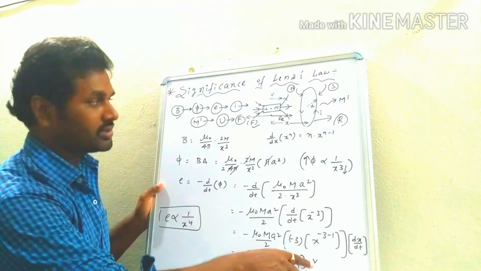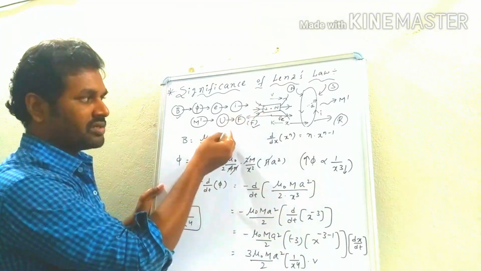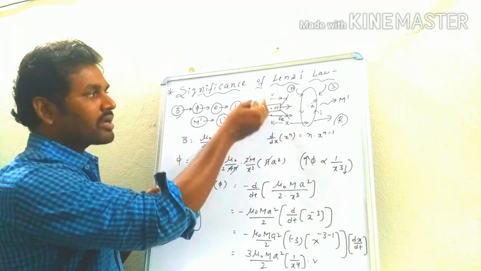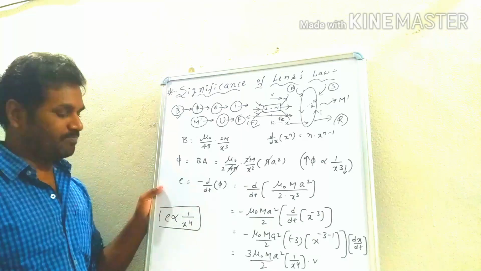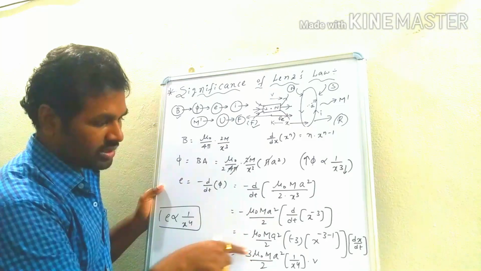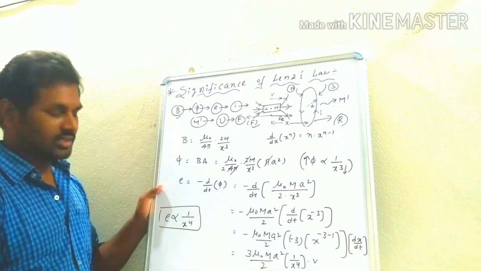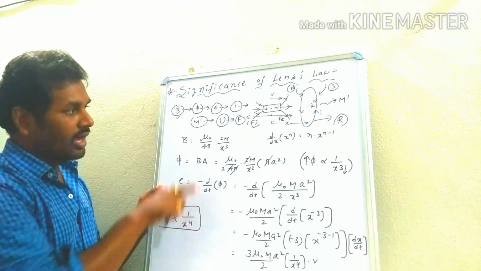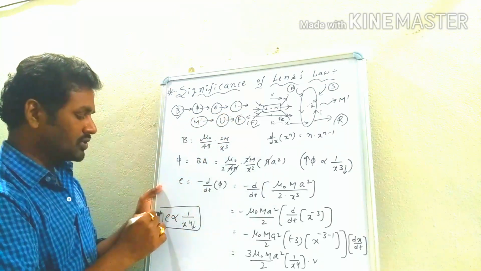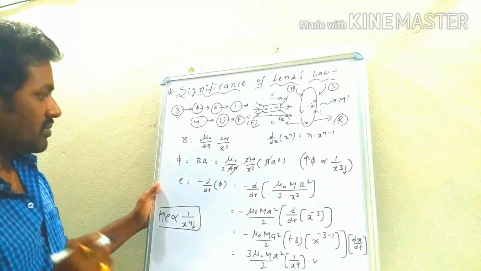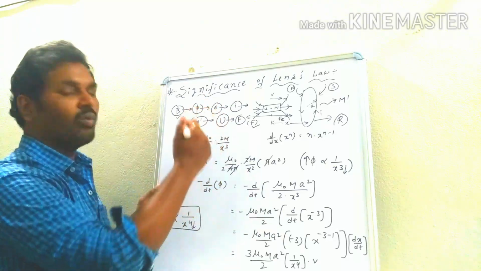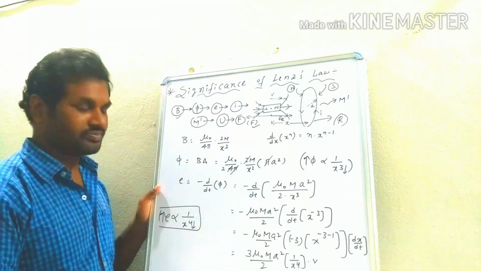V itself is a constant, because however much opposition there is, we are applying the same amount of external force to make the magnet move with a constant velocity. So mu naught m a square, 2, 3, v, everything is constant. The only thing is that as the magnet approaches the coil, x is decreasing, and with that the induced EMF increases. Take a pause, and note down clearly, step by step, in your notes.